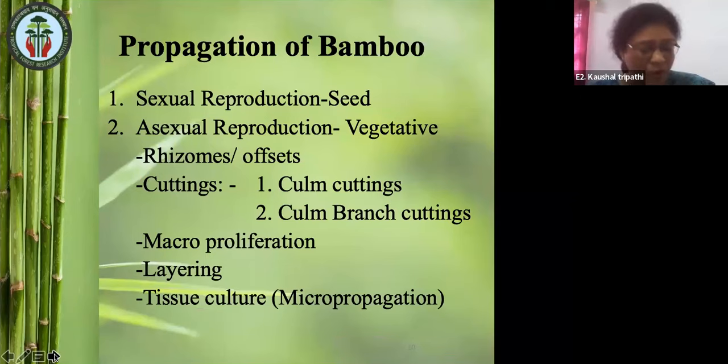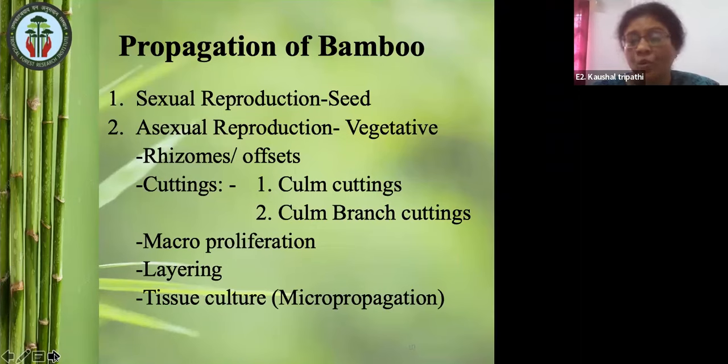And now coming to our topic, which is propagation of bamboos. As I have already explained, bamboo can be propagated through seeds, by sexual reproduction. But seed is inconsistent in supply. We are not depending on seed. And when we go for asexual reproduction, that is vegetative propagation, there are many ways of propagating bamboo through vegetative means. That is either through rhizomes or offsets, or we can also propagate bamboos through cuttings.